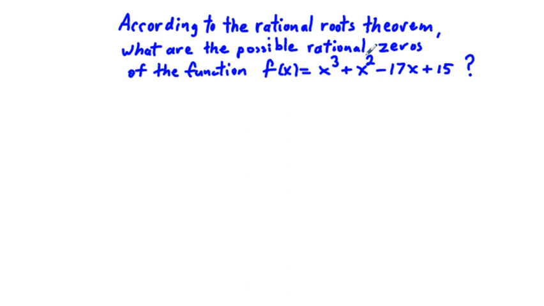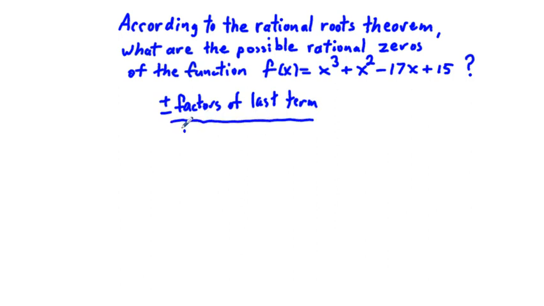Next, according to the rational roots theorem, what are the possible rational zeros of the function f(x) equals x cubed plus x squared minus 17x plus 15? Basically, what we're looking for is our answer is going to be plus or minus factors of the last term over factors of the coefficient of the first term.